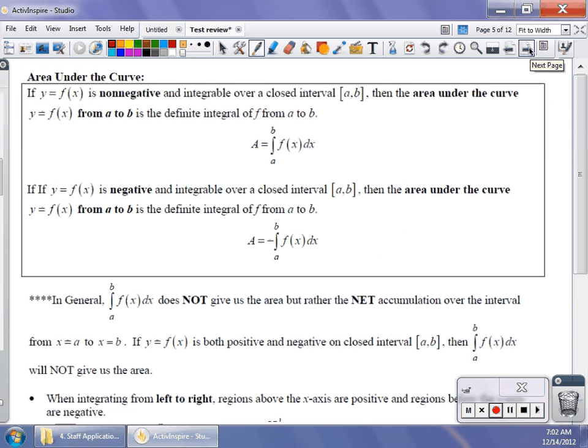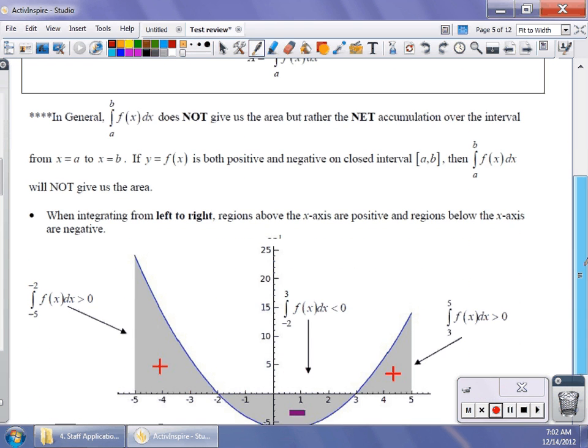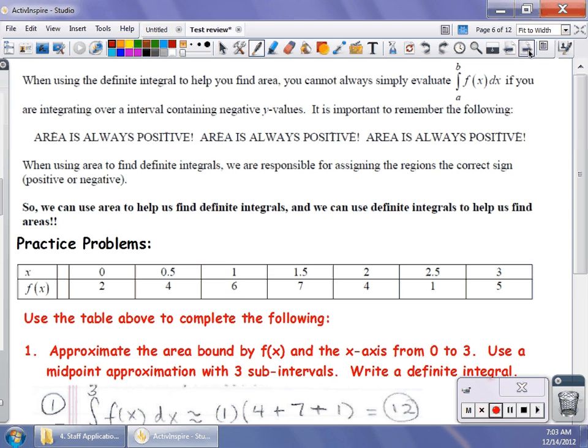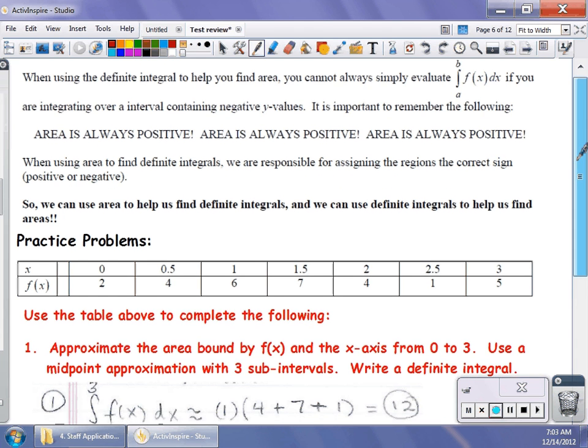Take some time to read this whole idea about net area, when area is positive and when area is negative. And we have talked about this in class with displacement versus total distance traveled. Again, just take some time to make sure that you understand when you're going to keep the signs of the area and when you're going to force the area to be all positive. And this is just more of that reading.